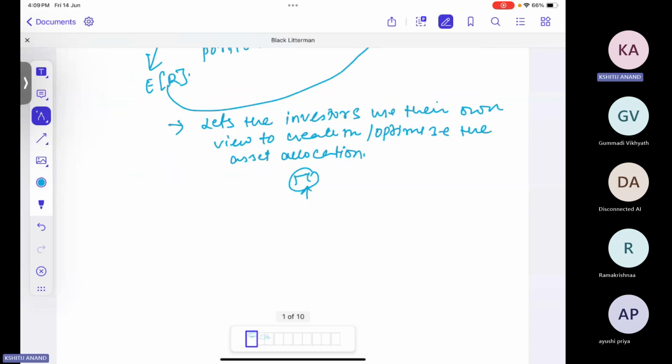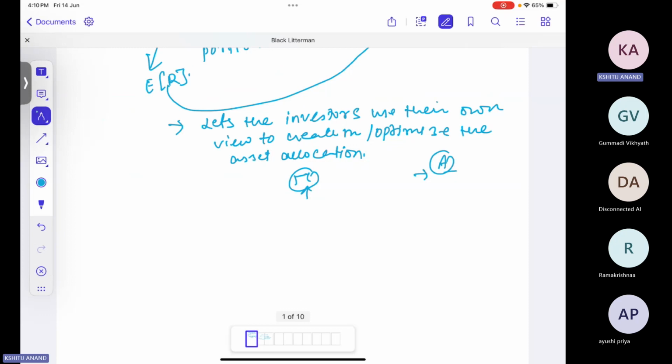You can use this information to feed into the model, and then the model will increase the expected return of A by a certain factor, based on how much confidence you have in your view. It will tilt your portfolio, optimize your portfolio in that direction. For example, if you say that the expected return of the asset B will go down by 2%, then your portfolio will tilt away from B. So this is how we use it.